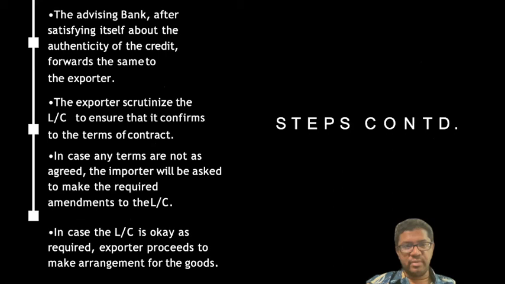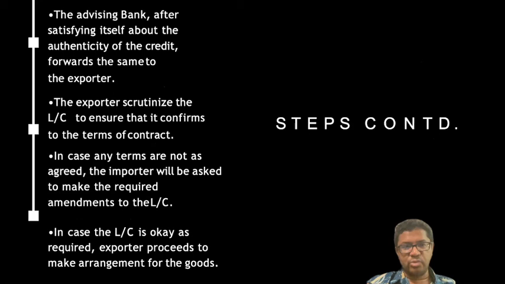exporter. And then the exporter scrutinizes the letter of credit to ensure that it conforms to the original terms of contract with the importer. That is important because LC terms should tally with the original terms and conditions agreed between an exporter and importer. In case any terms are not as agreed, the importer will be asked to make the required amendment to the letter of credit.